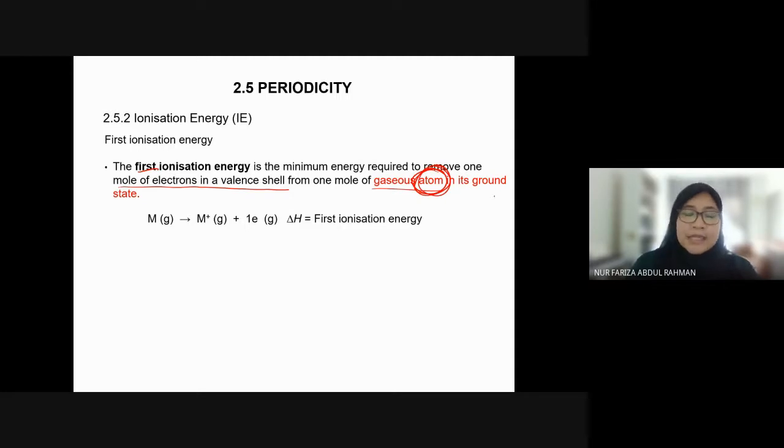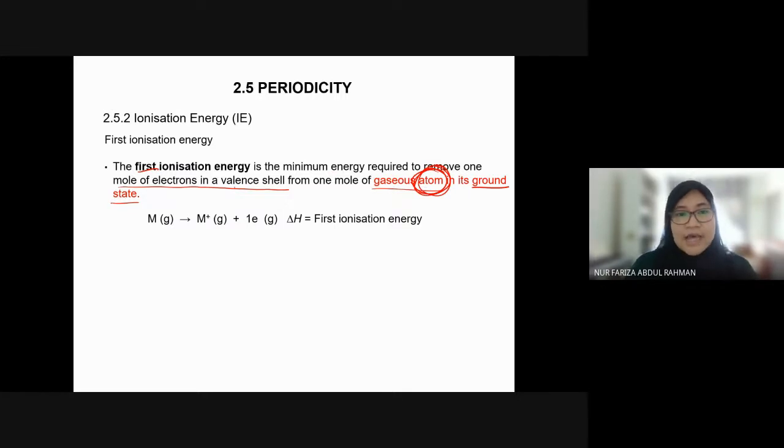Gaseous atom in its ground state. So the ground state tu nak shows that the atom is not in excited state. So that's why opposite to excited state is ground state. Kita tak belajar pun excited state. Okay, so let's just have ground state there. Okay, ground state maksudnya dalam keadaan normal lah, without excitation. Okay, so tambahan dia, everything is the same as what we have in the earlier slide.